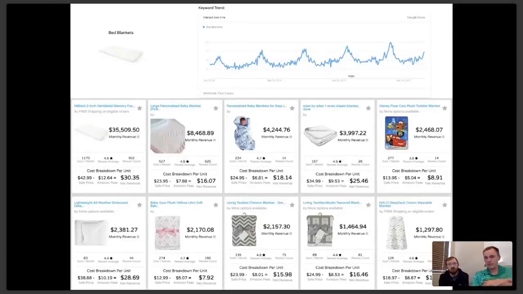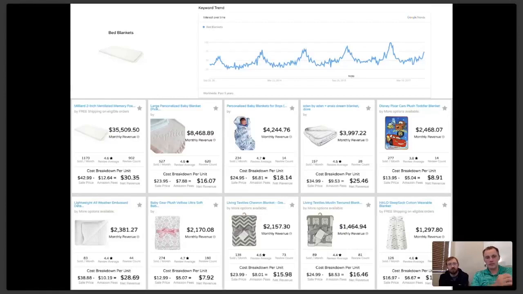It's getting more popular, whether that's because there's more babies in the world or people are just starting to realize, hey, I can buy these things online and I don't have to drive over to Target or wherever to buy it. There's opportunities for them to make purchases online, and so there's more searches online, there's more traffic, and then this trend of baby blankets is moving up.